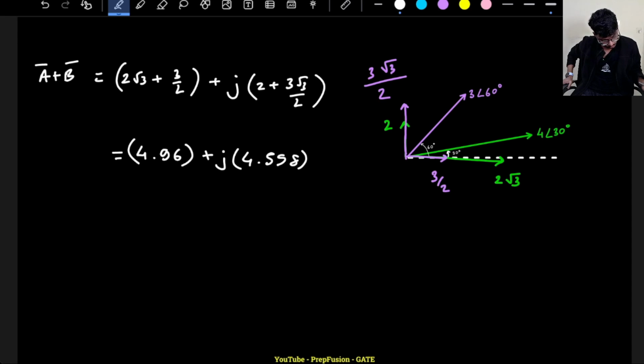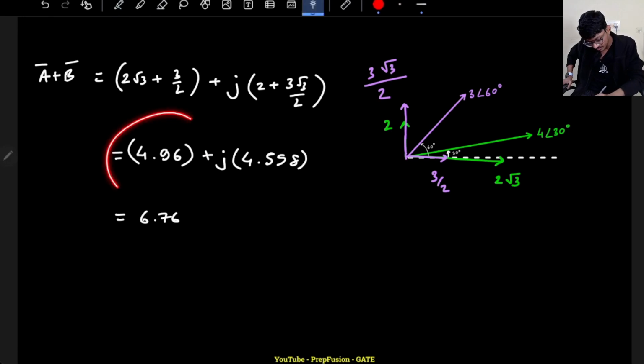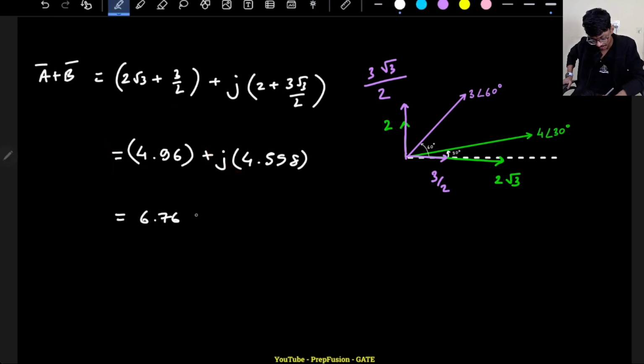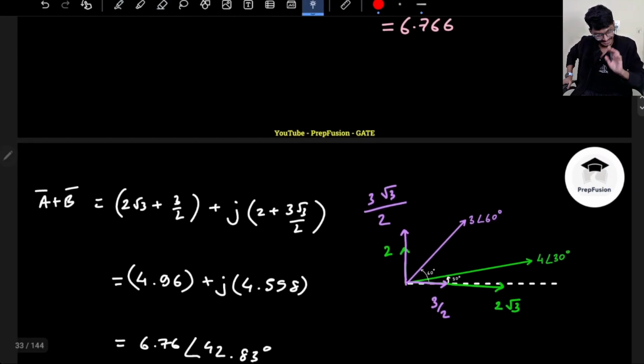So now if I take the square of this, 4.96 whole square plus 4.598 whole square, yeah, it is coming out to be 6.766. I'm converting it back to my standard polar format. Both are positive, so it will lie in the first quadrant, so I don't have to worry about the angle. So the angle will be tan inverse of 4.598 divided by 4.96, and tan inverse of that is 42.83.